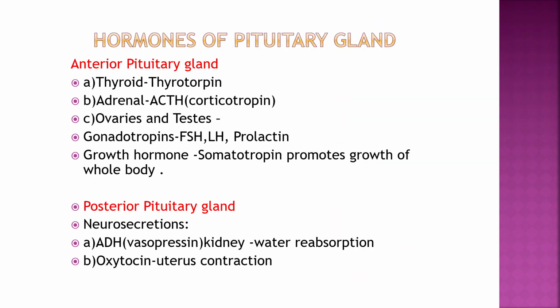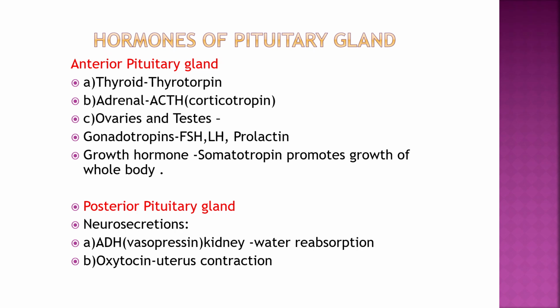Now we will see the hormones secreted by the pituitary gland. First is the anterior pituitary gland. It secretes thyrotropin, which acts on the thyroid gland. ACTH, adrenocorticotropic hormone, acts on the adrenal gland, which is present above the renal gland and is also called the suprarenal gland. Then the hormones for the ovaries and testes are the gonadotropins, FSH and LH. Then prolactin, and growth hormone, or somatotropin, which promotes the growth of the whole body.